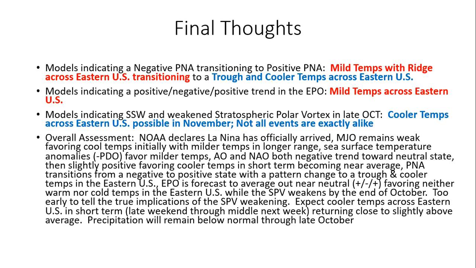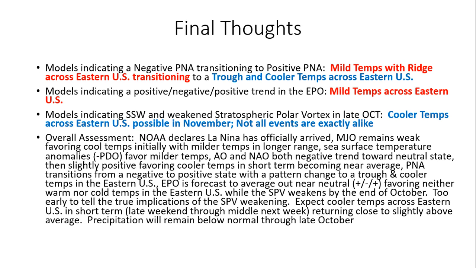So overall, what we're expecting is cooler temperatures across the eastern U.S. in the short term, late this weekend through the middle of next week, and then returning to near average to slightly above average temperatures. Precipitation looks to remain below normal, at least over the next 5 to 7 days. It looks dry, outside of occasional frontal passages moving through the mid-Atlantic.